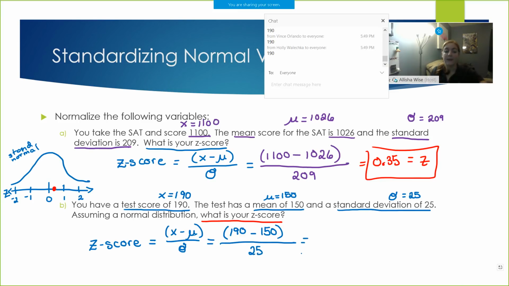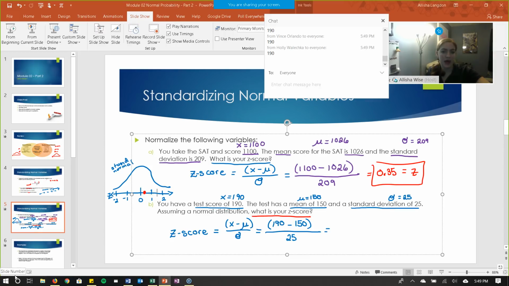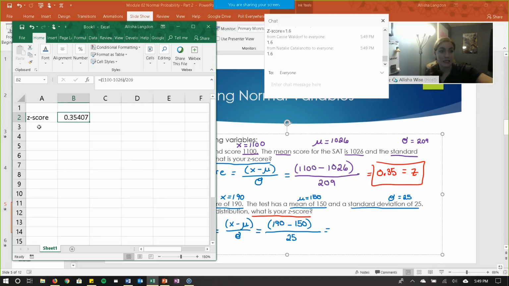So let's go ahead and plug that into Excel and see what we get. Did anybody already do that? 1.6, that's what I saw. Okay, let's see if we get the same thing. Equals 190 minus 150. I have to remember those parentheses, otherwise it's going to cause issues. And I did get 1.6. So excellent, excellent.